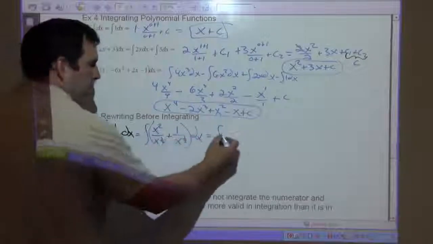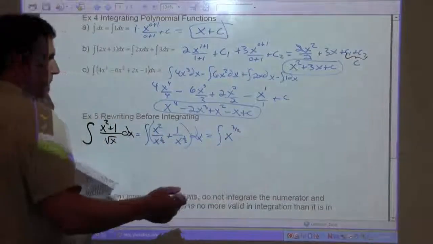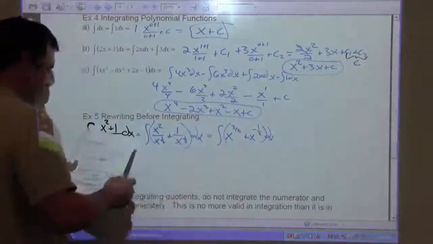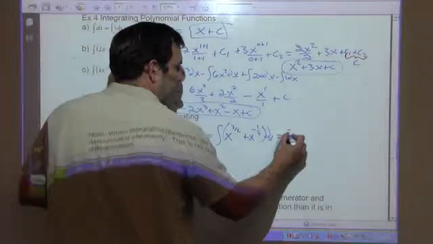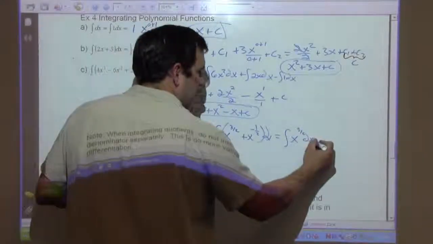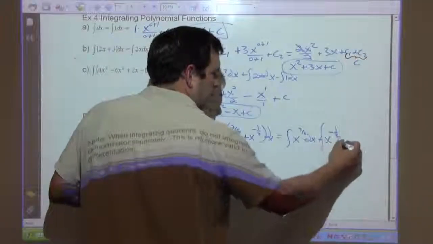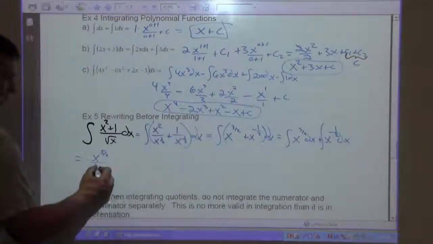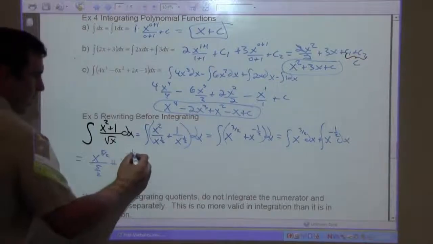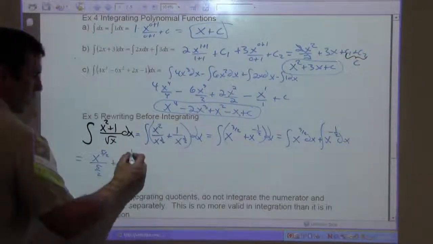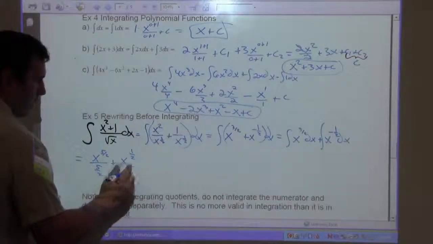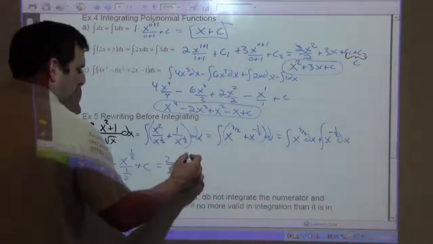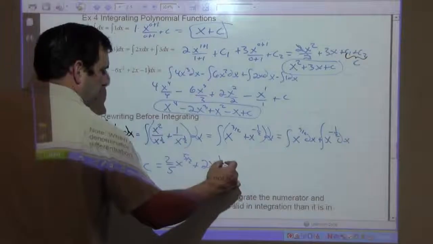This becomes integral. This is to the 2 power, 1/2 power. That becomes x to the 3/2. 2 minus 1/2 is 3/2. Plus x to the negative 1/2. So we have the integral of x to the 3/2 dx plus x to the negative 1/2 dx. This gives us x to the 5/2 divided by 5/2 plus x to the negative 1/2, well, negative 1/2 plus 1 is 1/2, over 1/2, plus c. So we end up with 2/5 x to the 5/2 plus 2x to the 1/2 plus c.